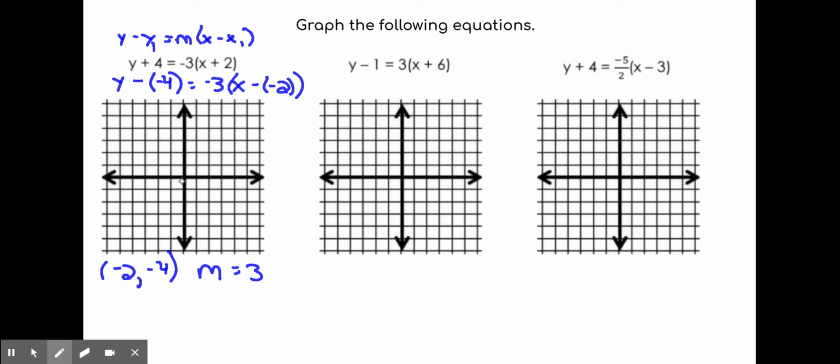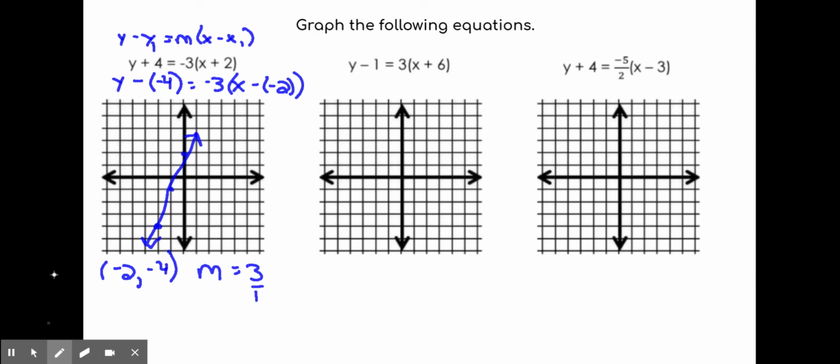So now to graph it, this is sort of like what we started. I need to plot the point -2, -4. That's right there. And I need a slope of 3. So that's 3 over 1. So from here, I'm going to go up 3 and right 1. And then I'll go up 3 and right 1. And I just graphed this line that they gave to me in point slope form.